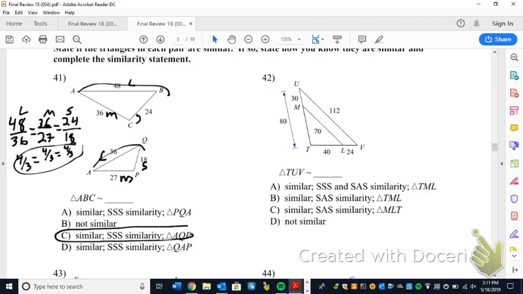For similarity, we need to make sure we're matching up the right things. Notice that we have three similarity statements, but in different orders. We have triangle A to B to C, which means we go along the long side, down to the short side, up the medium side. We need to make sure that when we say it's similar, we're matching up those things. The only one that does that, since we know that A to Q is the long side, is number C, or letter C.